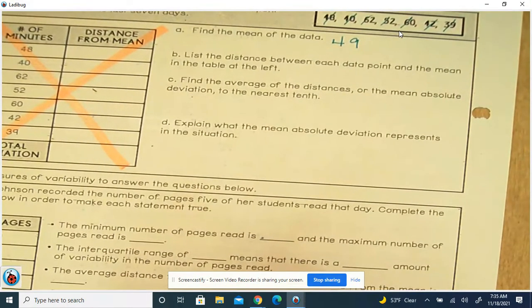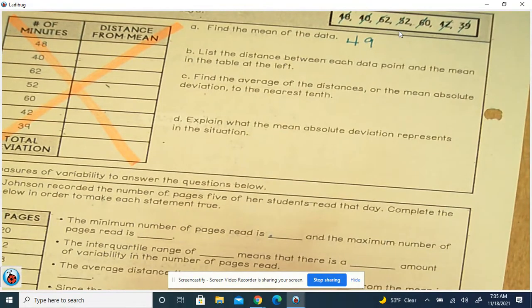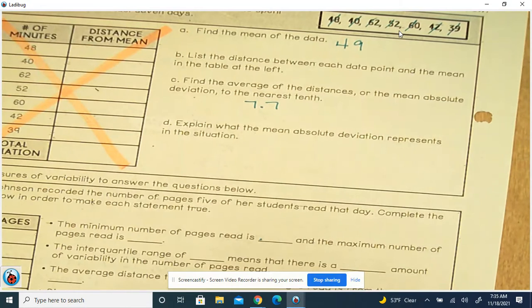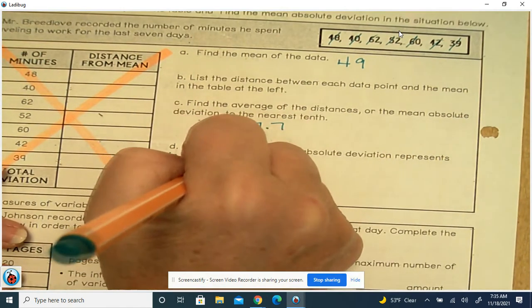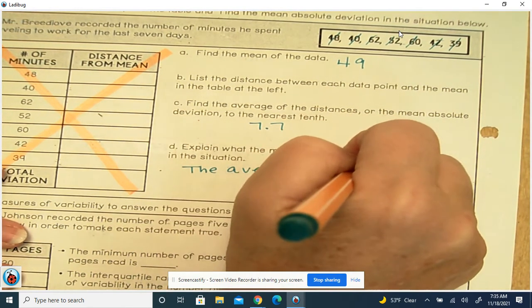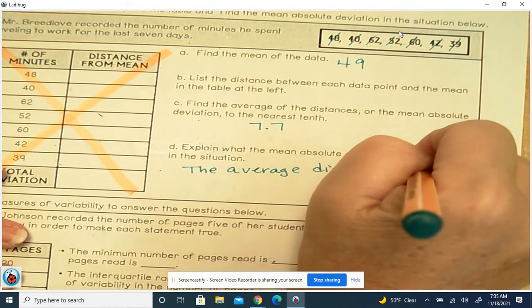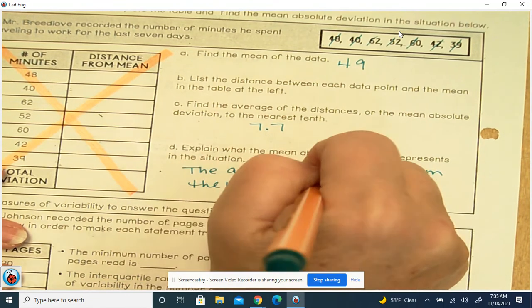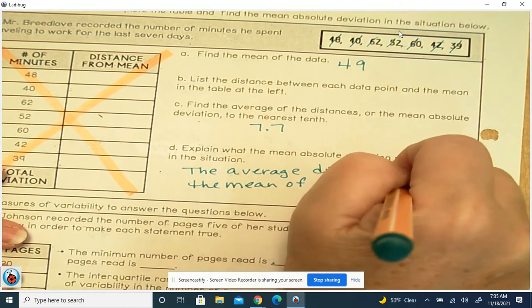So the mean absolute deviation is 7.7. And we listed the distance in our worksheet there. And to explain what 7.7 means, that means that the average distance that each number is from the mean of 49 is 7.7.